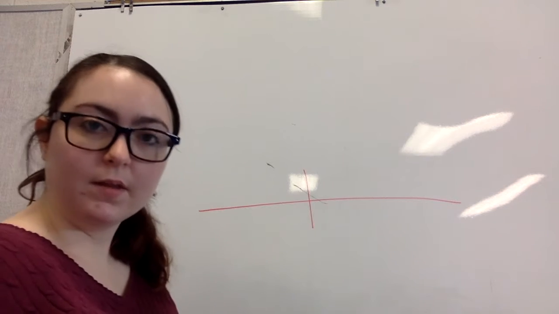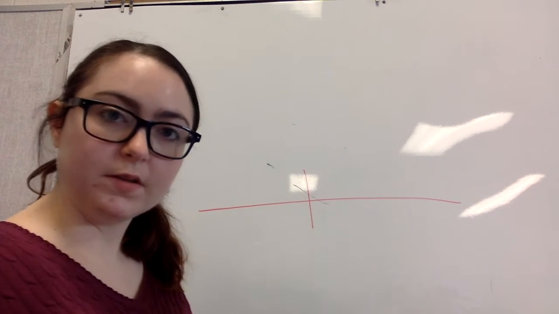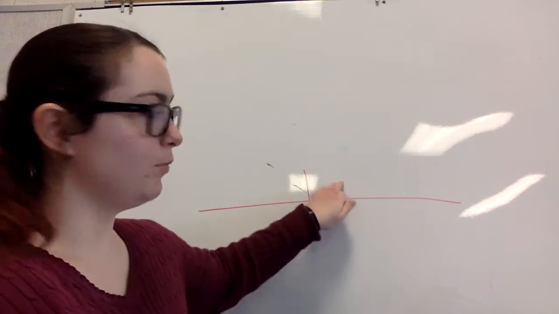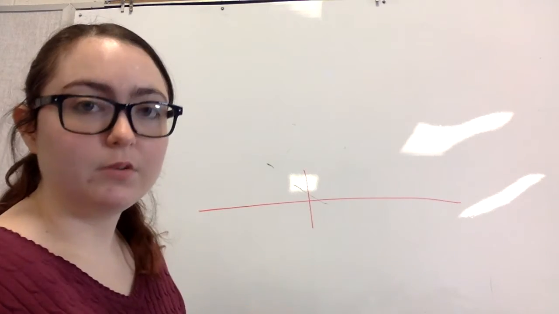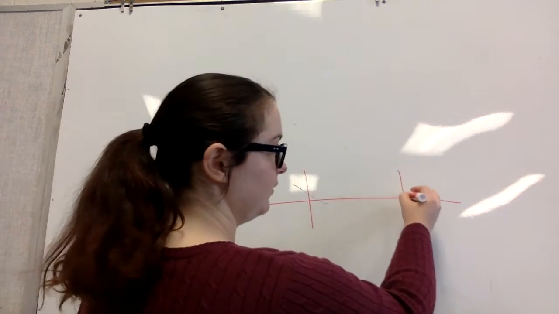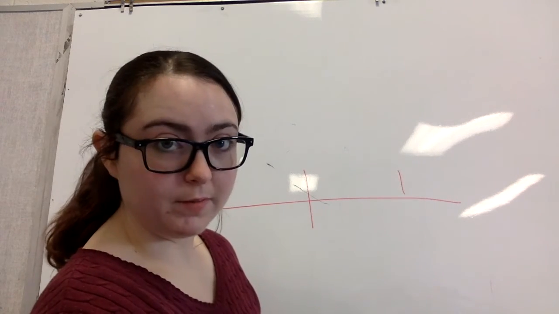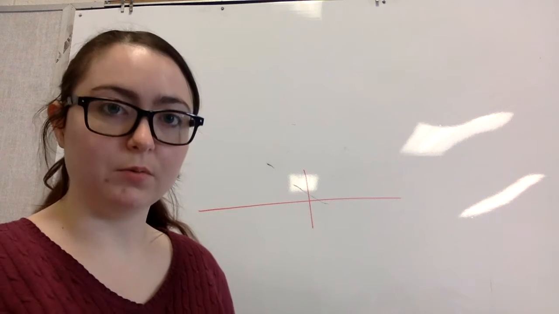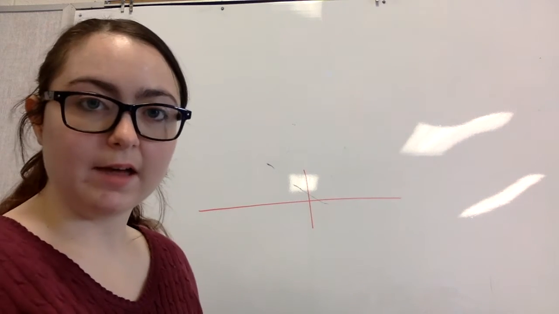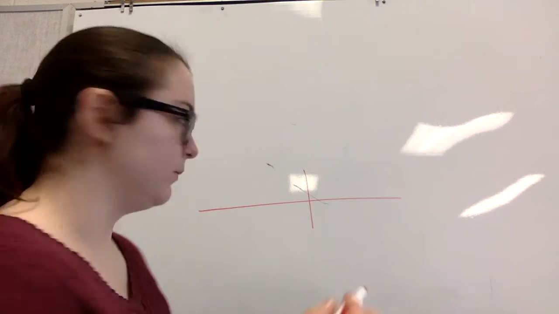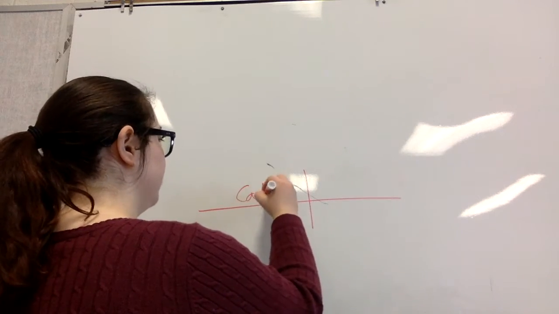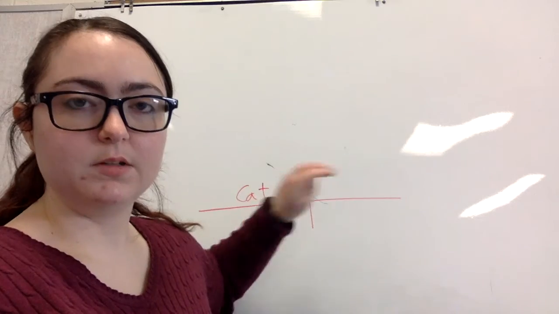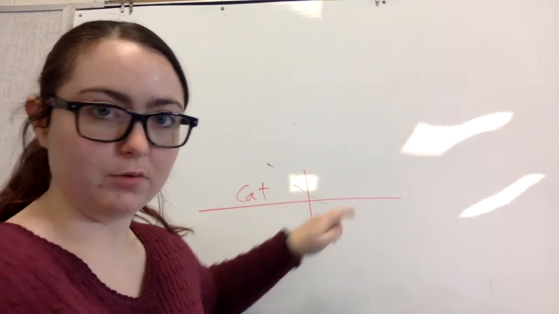Alright, every sentence diagram starts like this. The subject of the sentence goes here and the predicate goes here. If there's something called a direct object, that's going to go over here, but we're not worrying about that today. So let's say we have the sentence, the cat meowed. The subject of that sentence is cat because cat is what is doing or being something. What did the cat do? Well, the cat meowed. So meowed is our predicate and it goes over here.